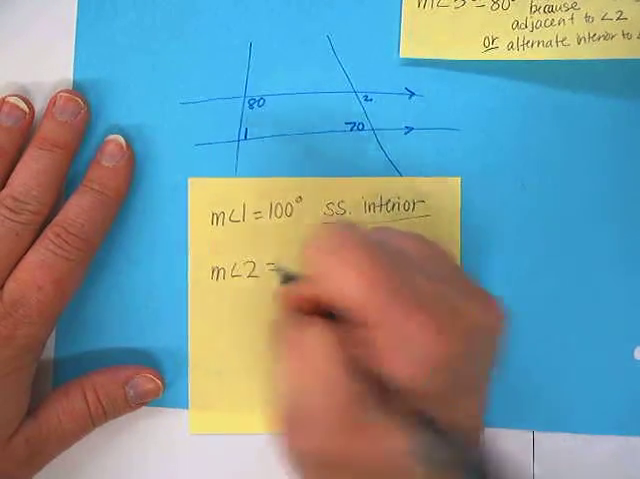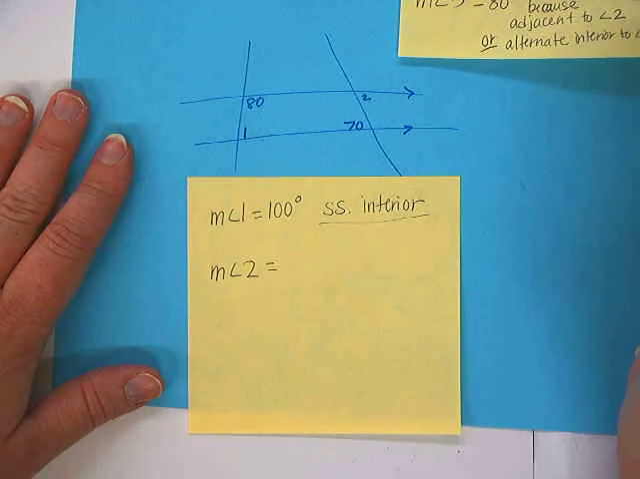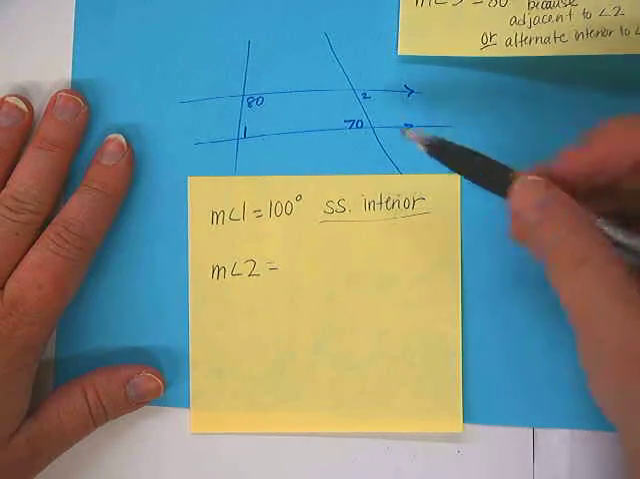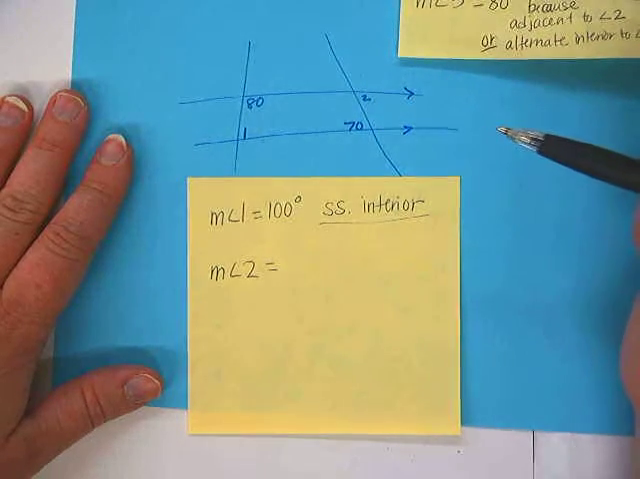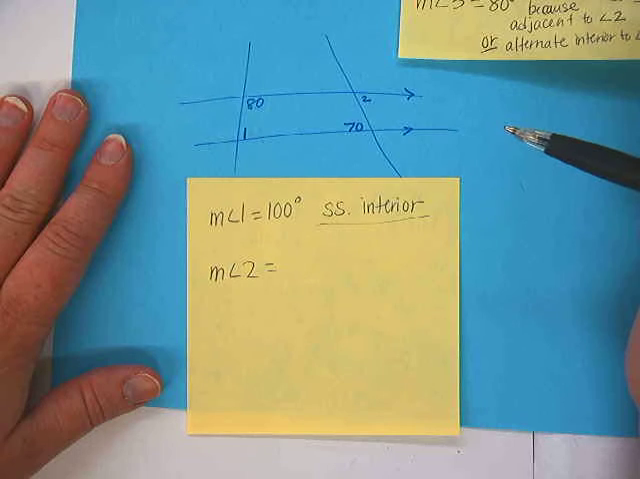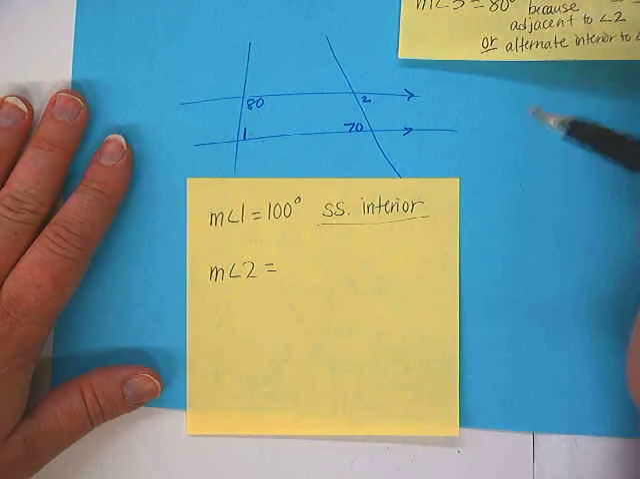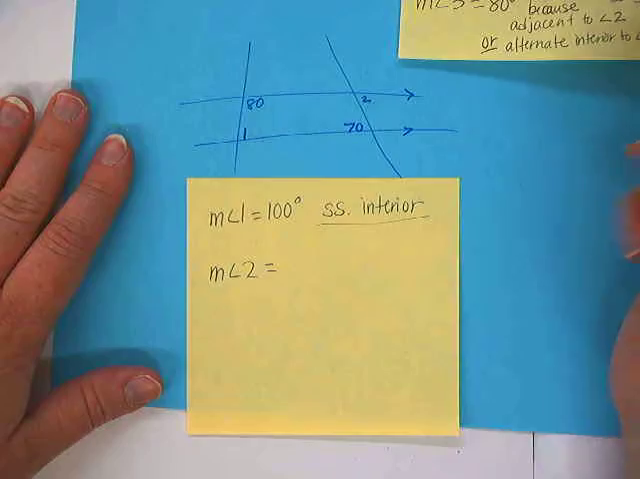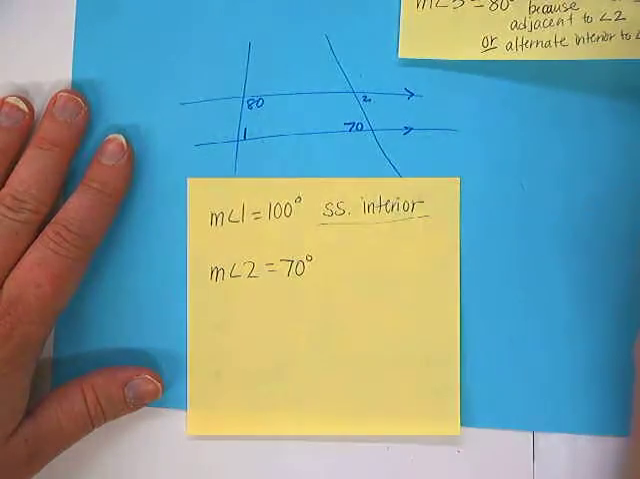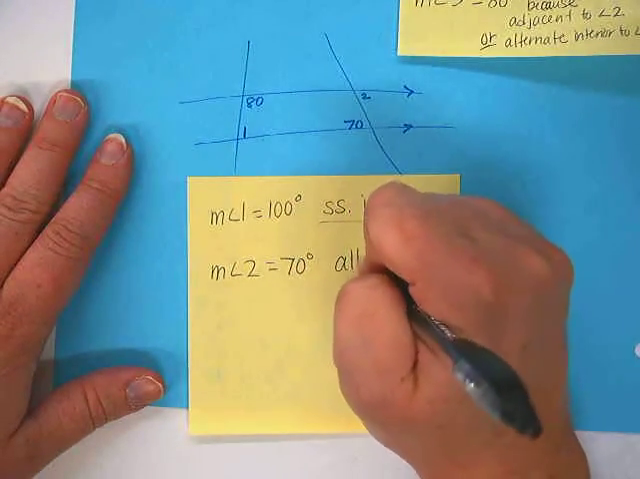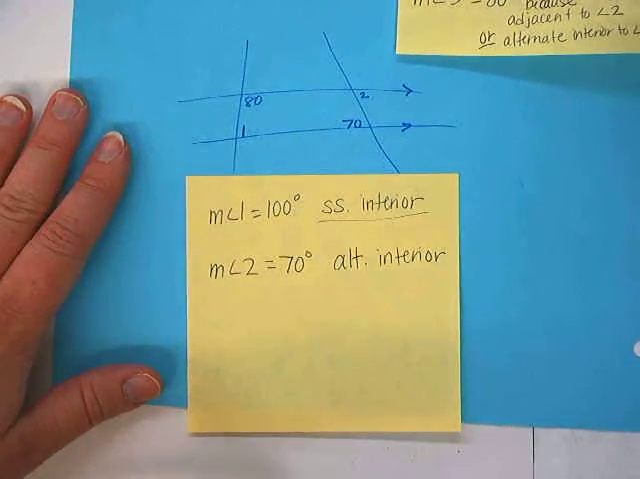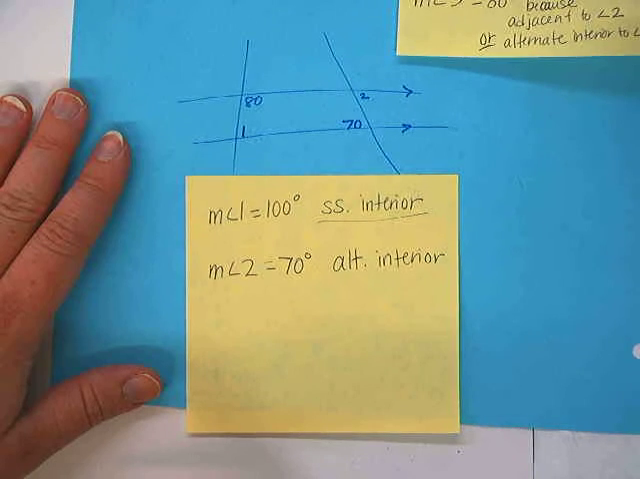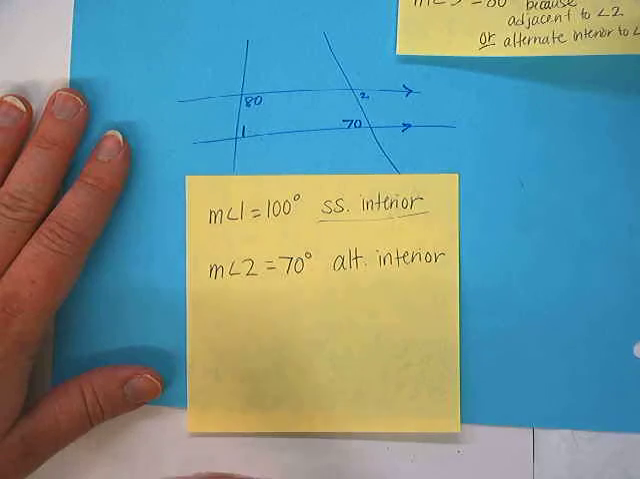Okay. Now let's look at the next one. Remember, if you need to, imagine covering up the other half of it so it's not distracting you. So what is angle 2 going to be? If you're not sure, then start by figuring out what type of angle pair 2 and 70 are. How are they related? What type of angle pair is that? Okay? It would be 70, and why? Because they are alternate interior. Good.